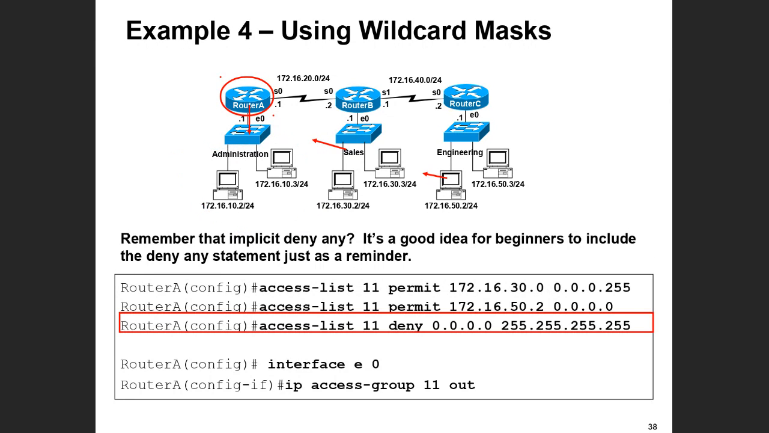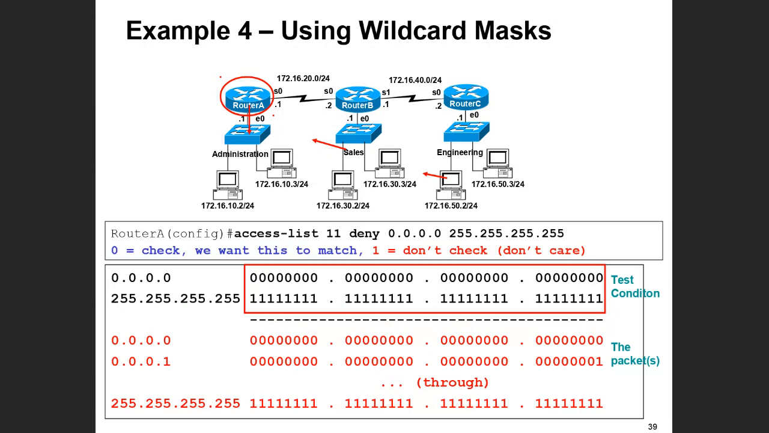The implicit deny any, he's written it out here, outlined in red in the third line. Access list 11, right here. Deny everybody else. So only everybody in the sales department and the one engineering supervisor gets to go to the administration server. Everybody else is denied. So this takes care of that security environment for us.